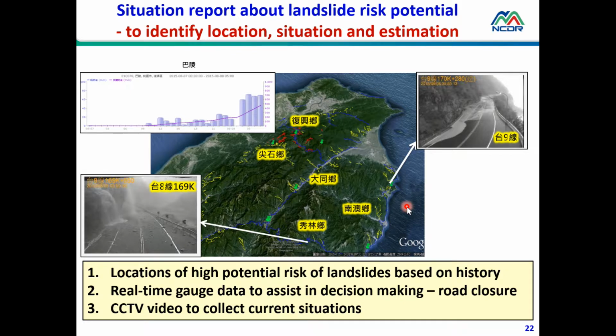Another one, we want to explain about the highway situation. Same example: we use rain gauge data and the TV video provided by the Highway Bureau. So from the two pictures, you can see some flood here, some waterfalls here, even some rocks falling along the road. So this is why we have to close the road here.